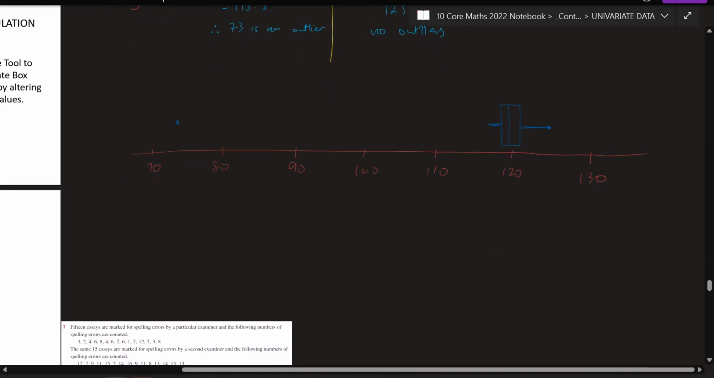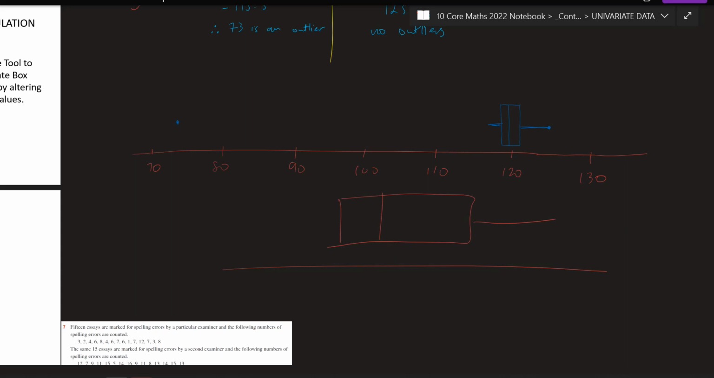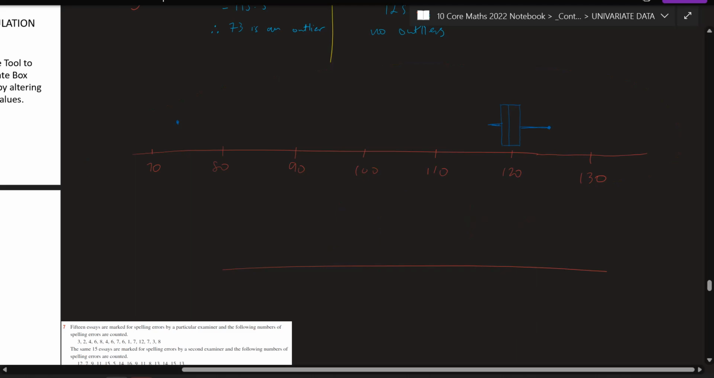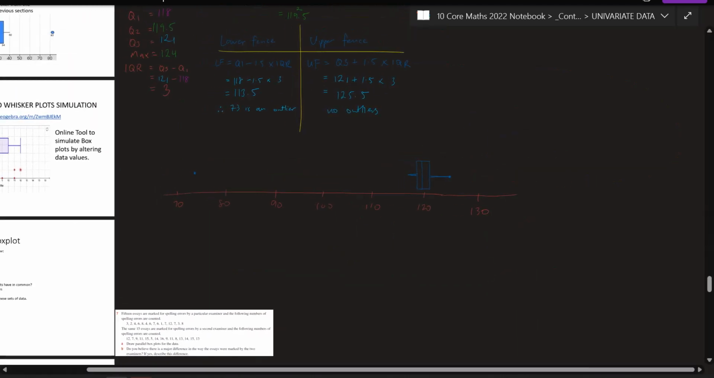Some other box plots might look like this. Don't have to draw this, but generally speaking, some might look like that. It just depends on your numbers. This one is just some crazy numbers, that's why, but that's okay. All right, does that make sense?